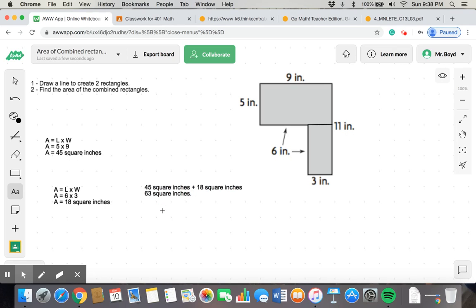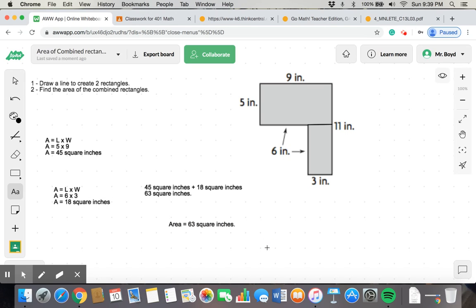Now notice, when we add units, we don't square them again. They just stay squared when you multiply. Your units, when you multiply, become squared. When you add, they stay the same. So if we were adding inches and inches, they would still stay as inches. So when we add square inches and square inches, they stay as square inches. So I know that my area equals 63 square inches.